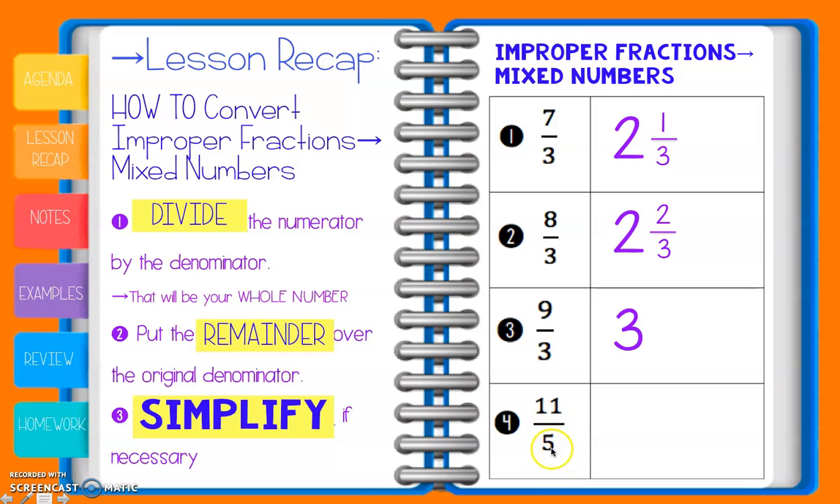Okay, and then our last one, 11/5. We have 5 goes into 11 2 whole times. Our remainder is 1, so that becomes our numerator, and we put that over our original denominator of 5. So 2 1/5 is our mixed number.